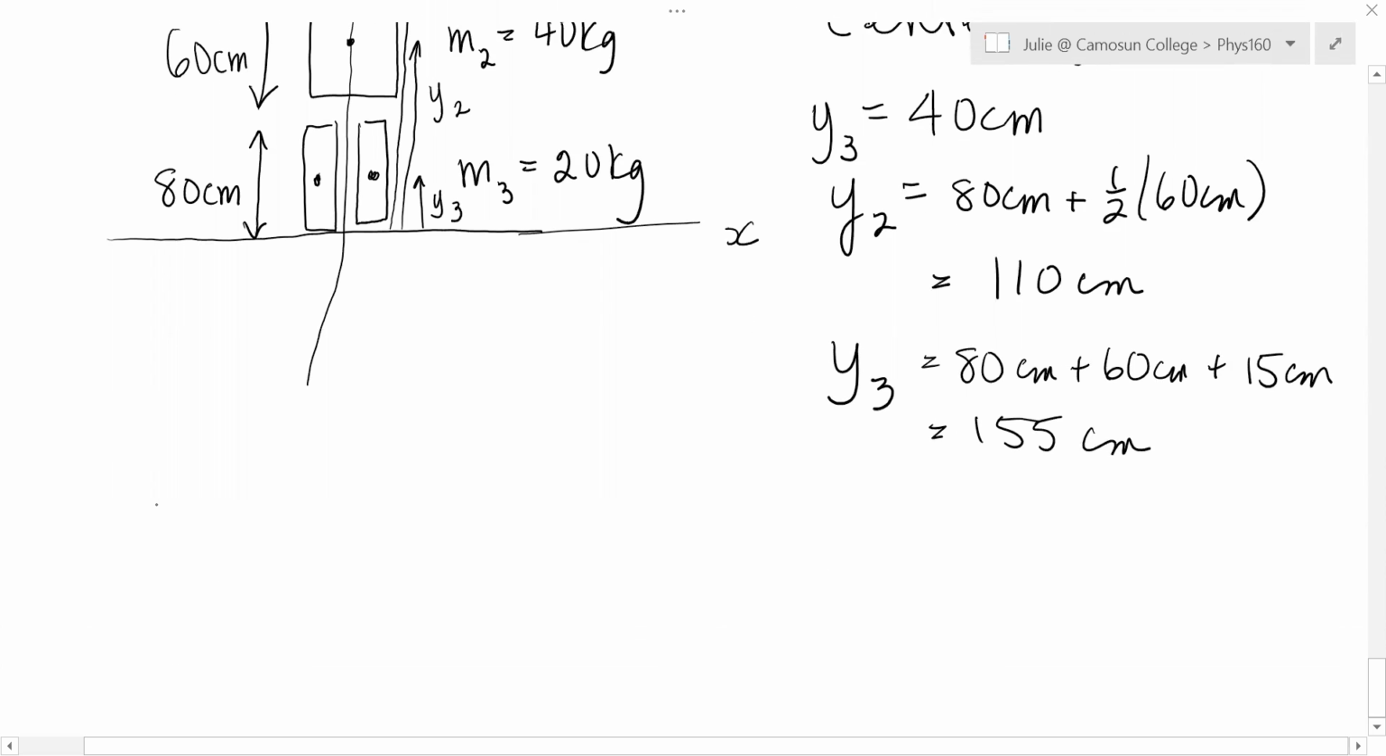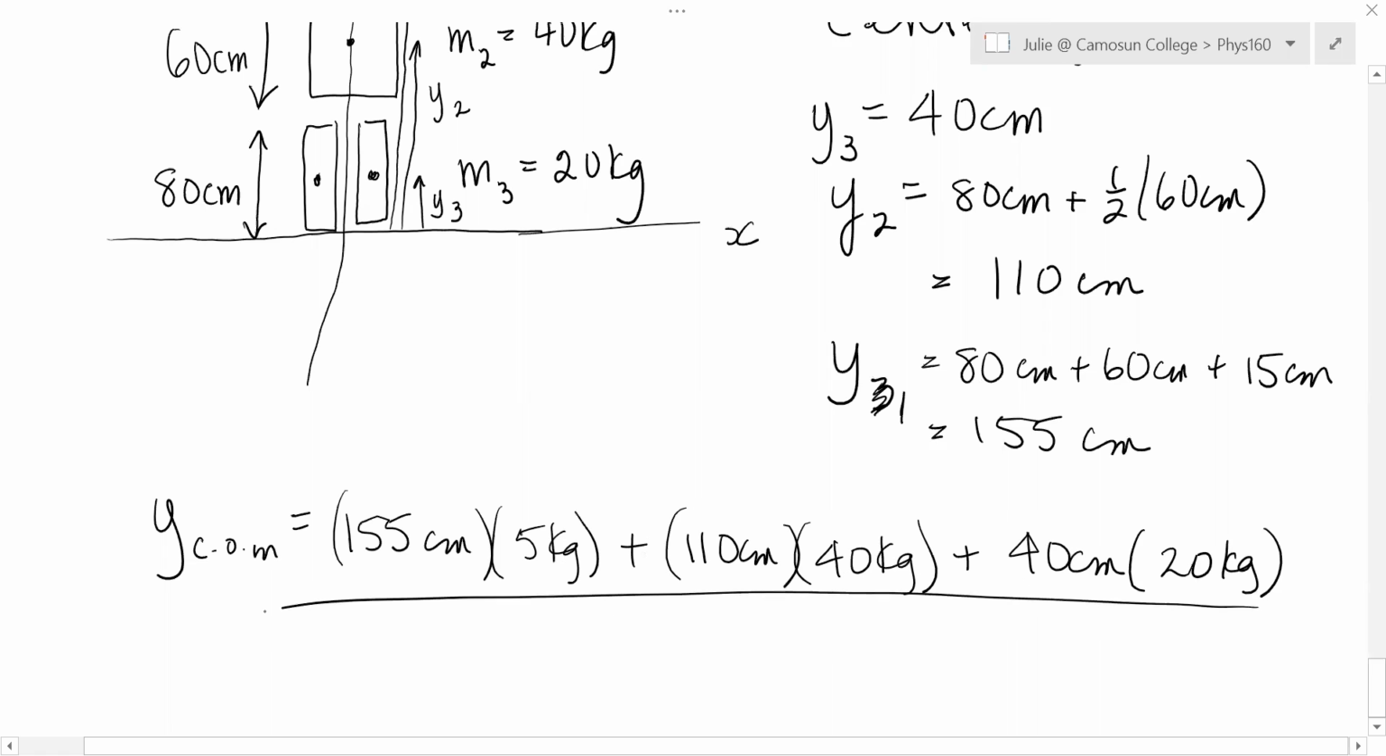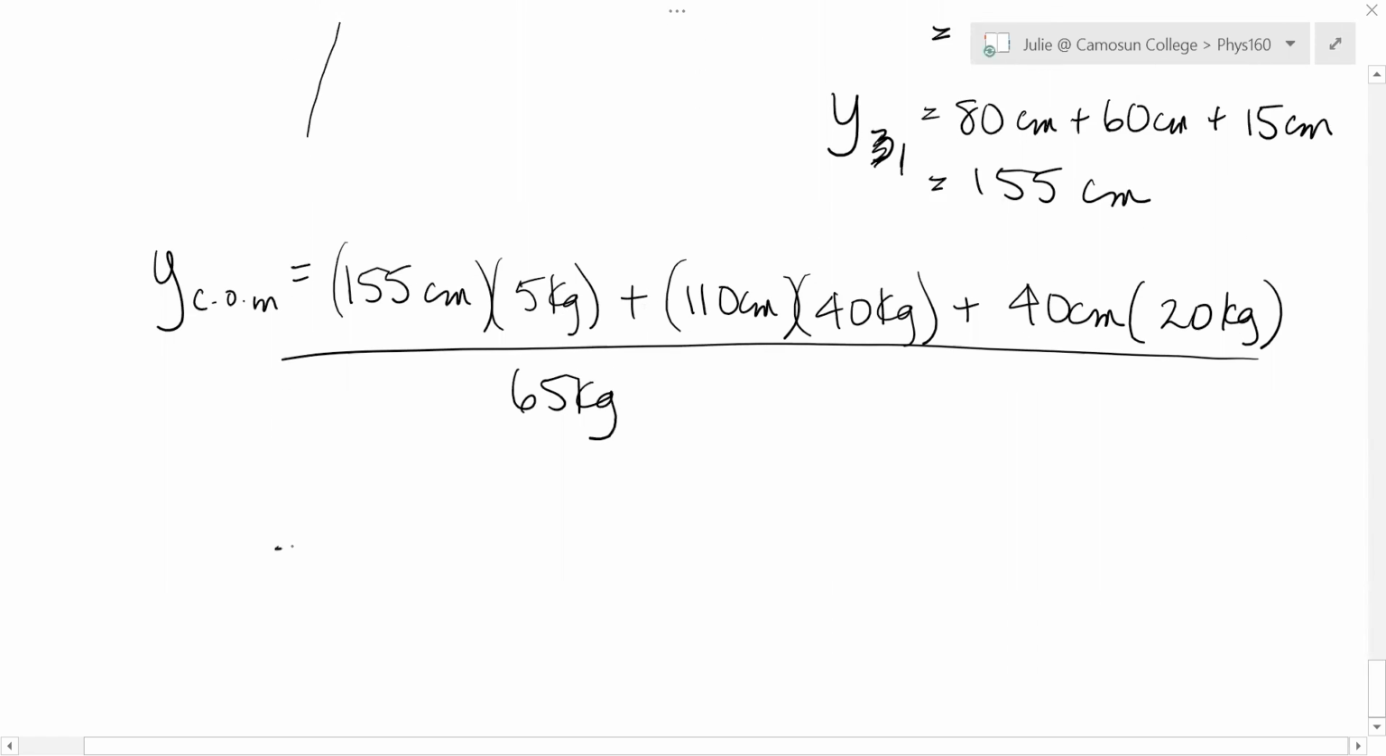Okay, so now we do the formula for Y center of mass. Whoops, I put Y3, that's Y1. So Y1, 155 times mass of your head, which is 5 kilograms, plus Y2, 110 times the mass of your trunk, 40 kilograms, plus 40 times the mass of your legs, 20 kilograms, over your total mass, which would be 40 plus 20 plus 5, 65 kilograms. And so this would be 92 centimeters up.